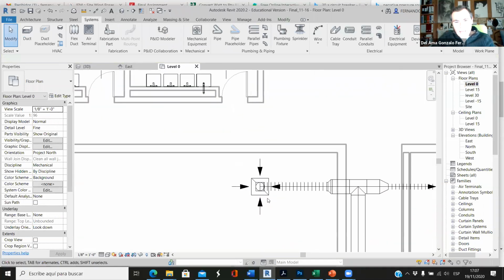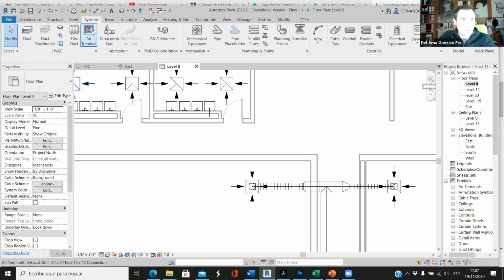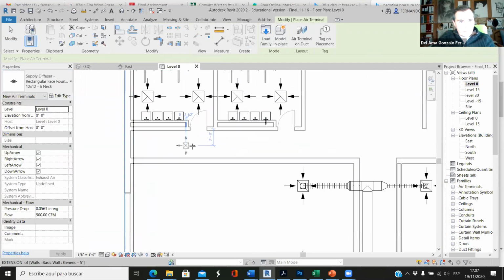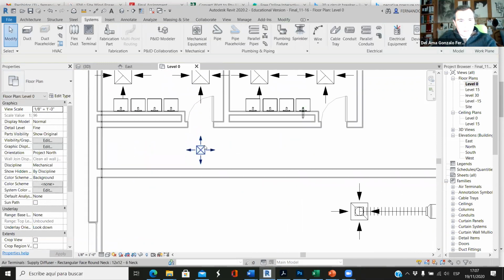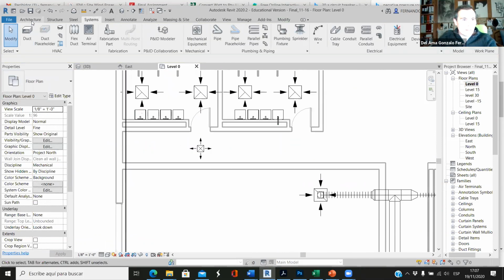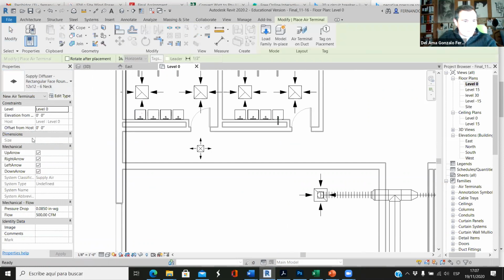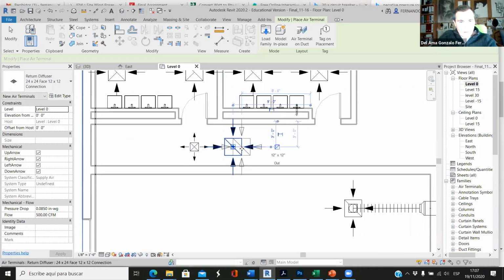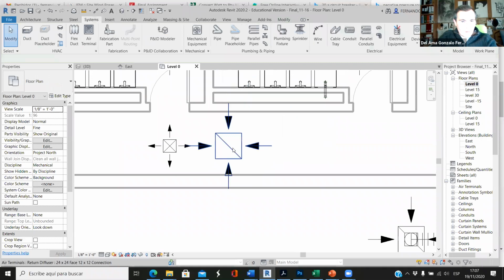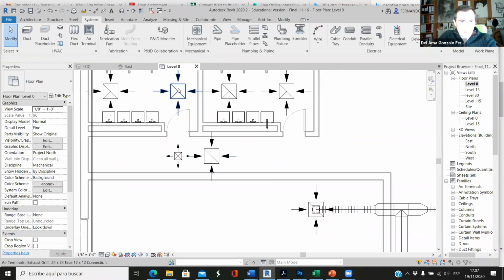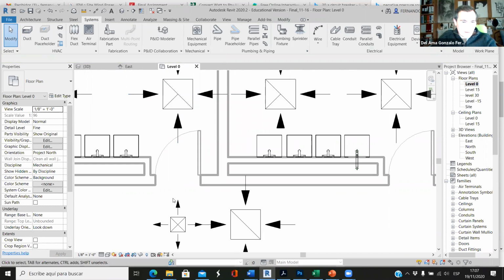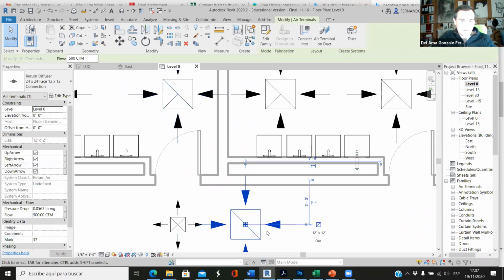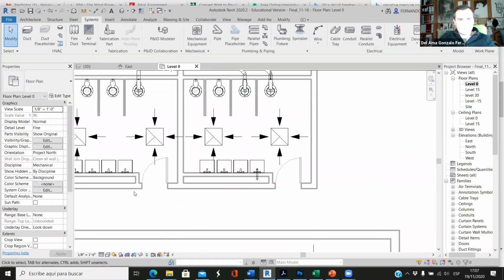Okay, so you can see that if you insert supply, you have the cross here. If you insert return, we have this bar here, and the exhaust is something like this. So it's different. Okay, so looking at the plan, this is the supply, this is the return, and this is the exhaust. So there are 3 different air terminals.